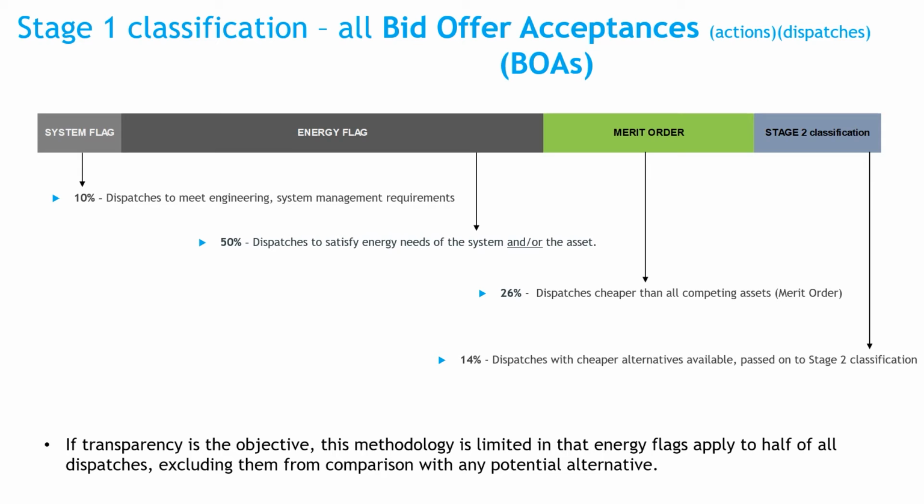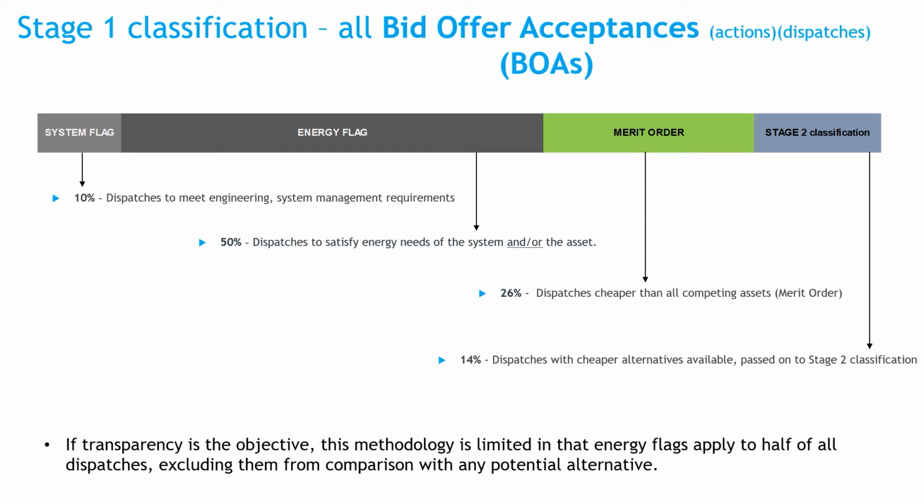If you're not given a system or an energy flag, you may just be the cheapest asset. So that is your reason for dispatch. And this is 26% of actions. And these are called merit order dispatches. And then you have the rest of them. So these are not given a system or an energy flag, and they have cheaper alternatives available, but they were dispatched, sorry. So in these cases, it's worth an extra look, and so they are passed on to a second stage of classification, which we'll come on to.